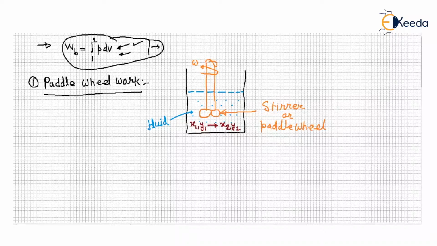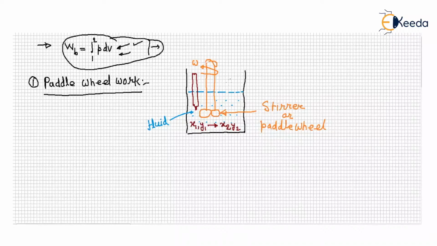How can you say that? You put a thermometer here. If we rotate this paddle wheel, its property will change, and it is indicated by the thermometer. Then you can say that the fluid property has changed.